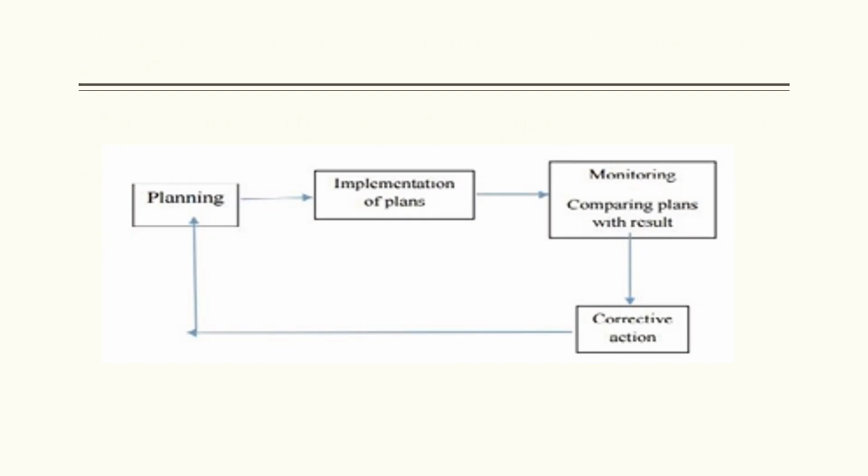Planning, implementation of plans, monitoring, comparing the plan with the result, and based upon the result, the corrective actions are taken and further planning is done. So the same cycle repeats. This is how the planning is done in power system.